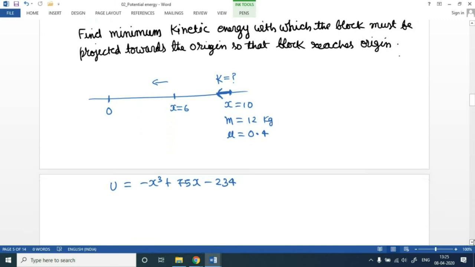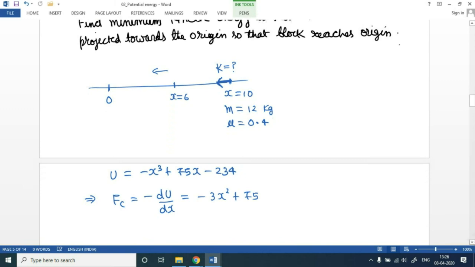So first of all, we can find out the conservative force, and that is going to be minus dU by dx, and that will be equal to minus 3x square plus 75. Apart from that, when the particle is moving in this region, it will be experiencing a frictional force as well. So this would be friction, which is nothing but mu mg, where mu is 0.4, m is 12, and g is 10. So that is going to be 48 Newton, the frictional force.